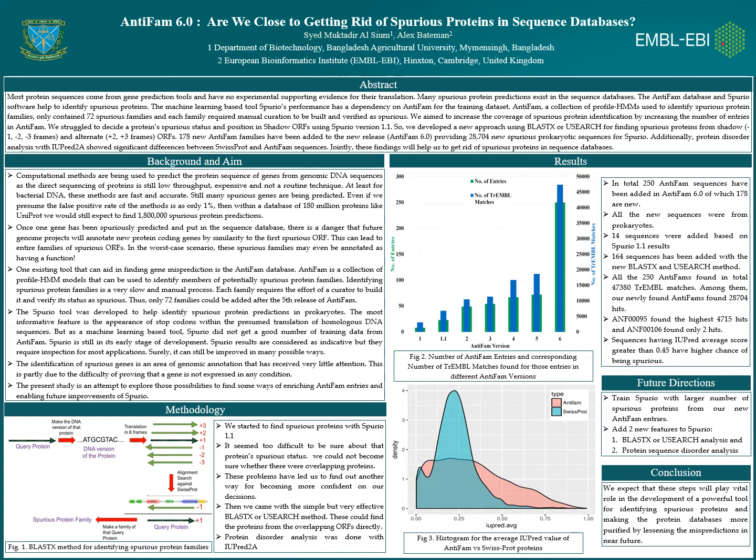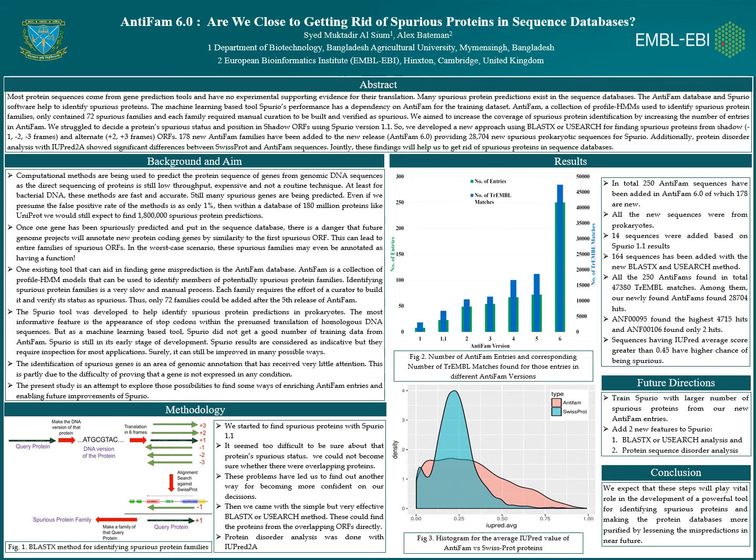The identification of spurious genes is an area of genomic annotation that has received very little attention. This is partly due to the difficulty of proving that a gene is not expressed in any condition. This present study is an attempt to explore those possibilities to find some ways of enriching AntiFam entries with confidence and enabling future improvement of Spurio. For this, we have started searching spurious proteins with Spurio 1.1. Even after having a high spurious score, it seems too difficult to be sure about that protein's spurious status. So we had to find another way of becoming more confident with our decision.